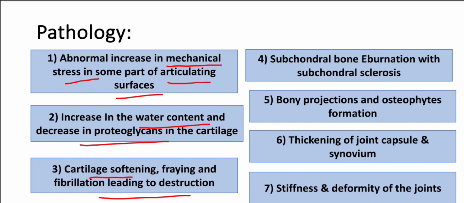Subchondral bone eburnation with subchondral sclerosis will be present. Due to the destruction of the articulating cartilage, there will be eburnation, meaning the bone will get exposed, and there will be sclerosis. Bony projections and osteophyte formations are also seen. There will be osteophyte formation at the edge of the bone, and thickening of the capsule and the synovium. Because of the thickening of the synovium, there will be stiffness and deformities of the joint, for example, genu varum in the case of the knee joint.